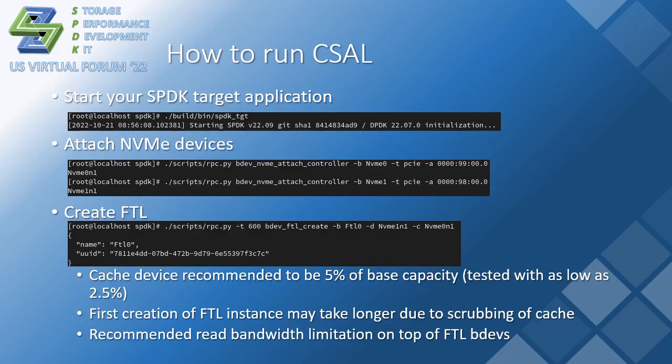And finally, we recommend a read bandwidth limitation on top of the FTL BDEV. This is a requirement that we plan to drop in the future once we have better scheduling. Though at the moment we recommend around 2 to 3 gigabytes of read bandwidth on top of FTL itself.